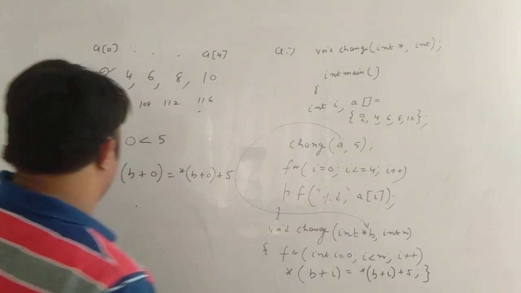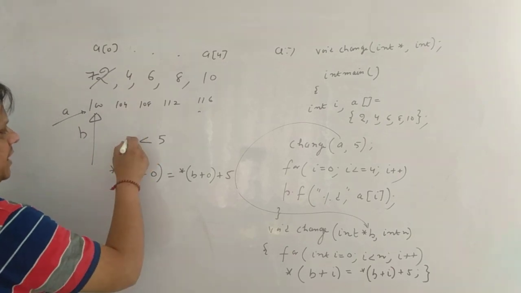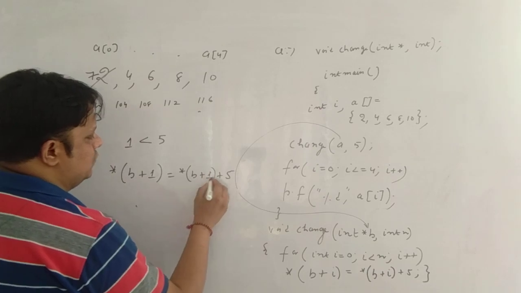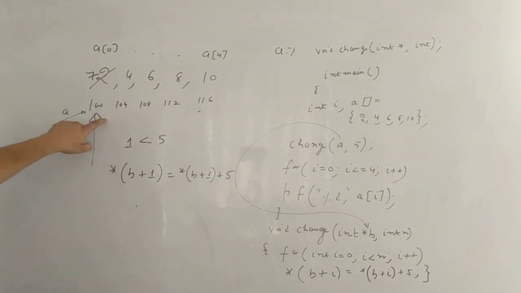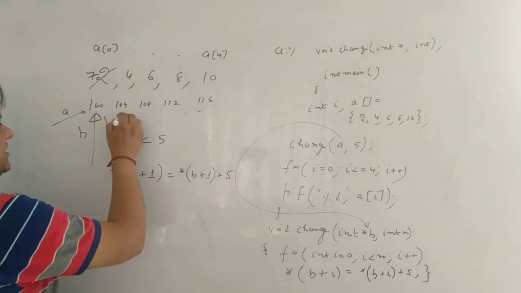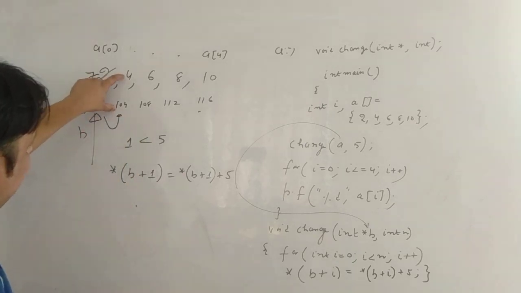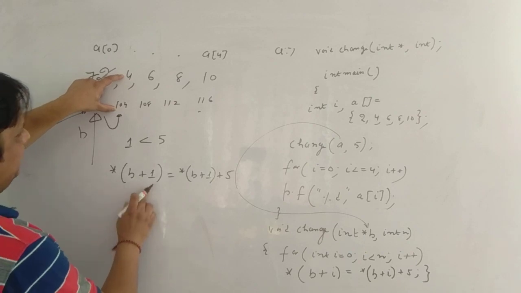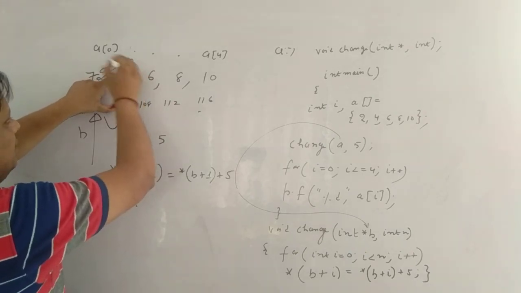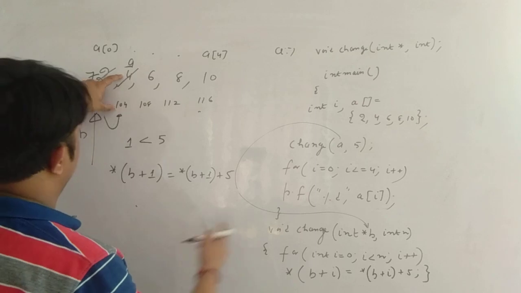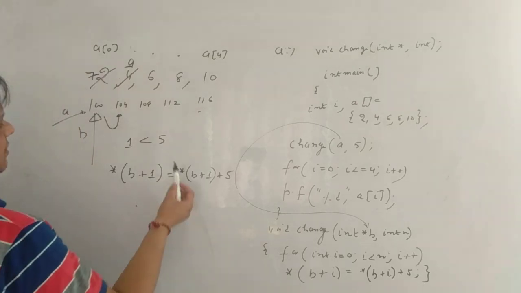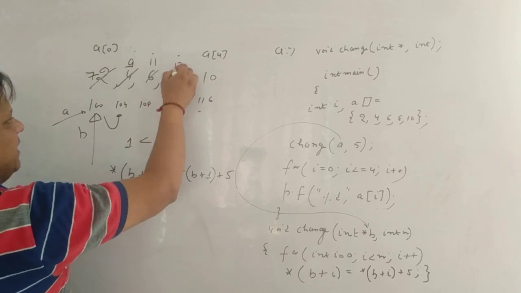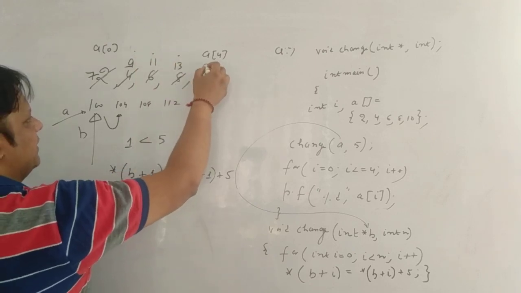Again your loop runs, the value of i becomes 1 this time. So *(b+1) = *(b+1) + 5. So your pointer was pointing at b, with this plus 1 you move to the next address 104. Star of 104 is 4. So 4 plus 5 is 9, that 9 you are assigning to *(b+1). So this becomes your 9. So what we are doing, we are adding 5 to each array element. So if we add 5, this becomes 11. We add 5, this becomes 13. If we add 5, then this becomes 15.